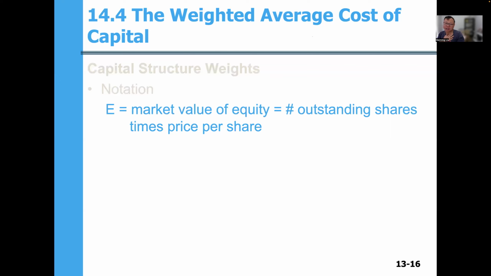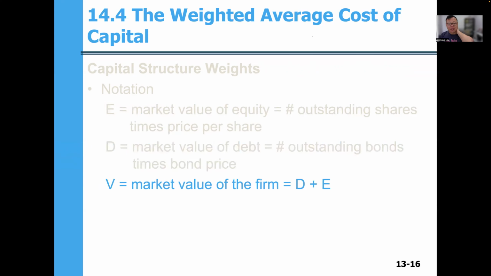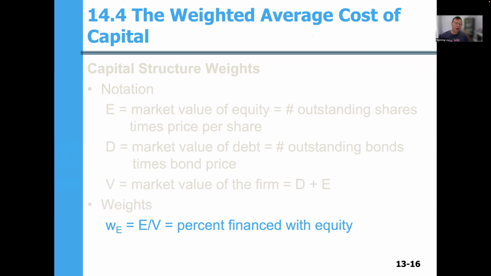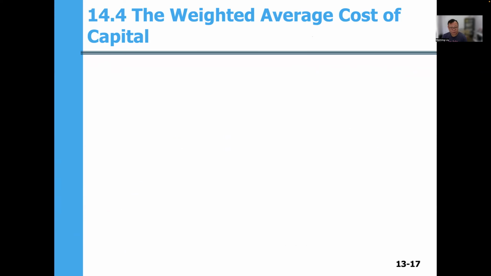Let E stand for the market value of the equity, and D stand for the market value of the debt. V is the market value of the assets, also D plus E. The weight for the equity would be E divided by V. Similarly, the weight for the debt would be D divided by V.